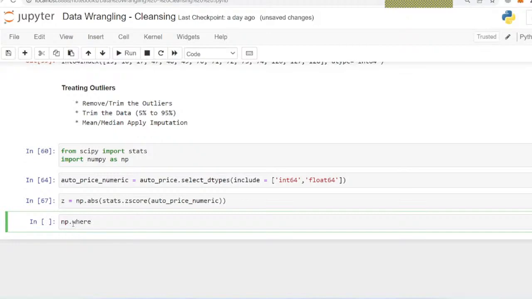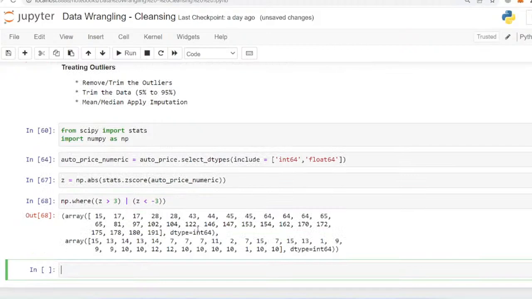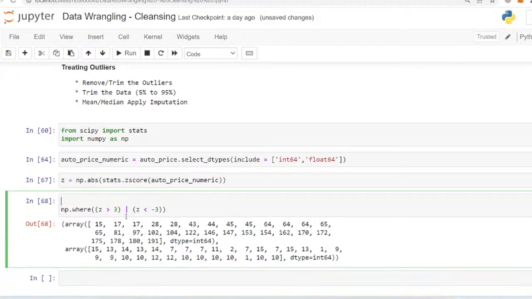we have to find out, using the z score, where it is greater than 3 or smaller than -3. These are particularly giving me those indexes. So it returns the indexes where your z score value is greater than 3 or where your z score value is smaller than -3.